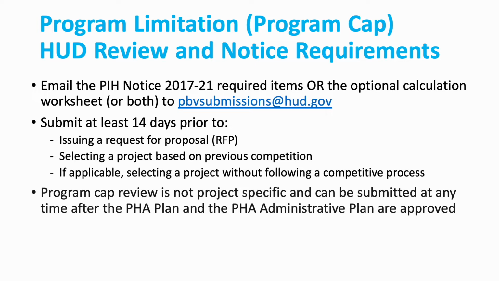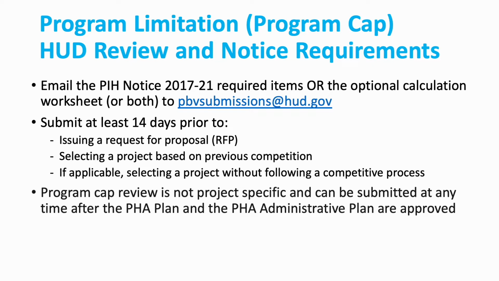If, for example, you have 1,000 HCV units and you want to develop 200 units of PBV at some point over the next 2 years, you can ask for a program cap review specifically for those 200 units. You do not need to wait until each specific project comes into the pipeline to go through this process. Again, HUD's primary goal is to ensure that your program maintains choice and mobility for families.